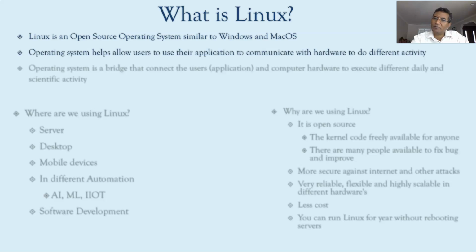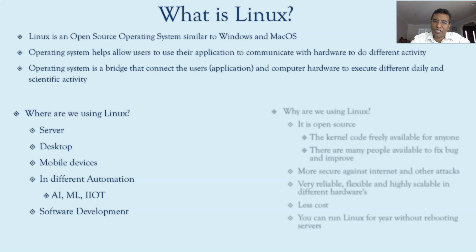The operating system basically helps users navigate applications, or helps applications communicate with the hardware, to do different types of activities. So an operating system is a bridge that connects the user application and the computer hardware for different daily and scientific activities. Using Linux, where is Linux used?